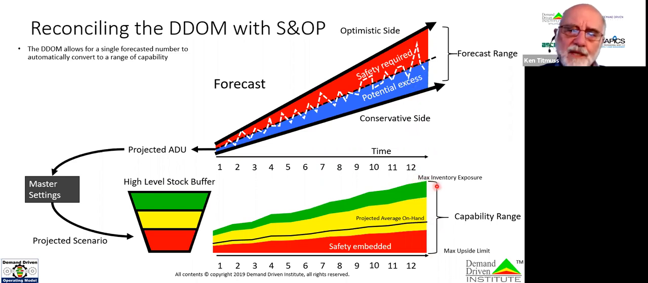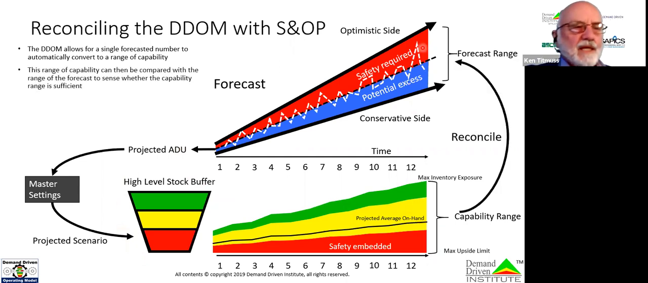And so what we can do is look at this capability range here and see how it matches the forecast range up here at any point going out into the future. If the capability range is too small to satisfy that forecast range, then we need to change the buffer status. We need to change the buffer profile. Or if it's too big, again, we could change the buffer profile to pull it more in line with the forecast range here. So the range of capability can then be compared with the range of forecasts to sense whether the capability range is sufficient.